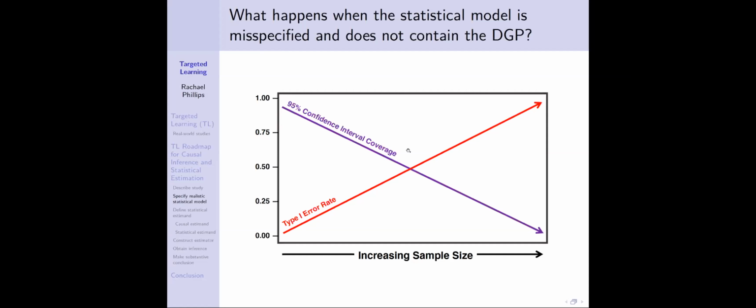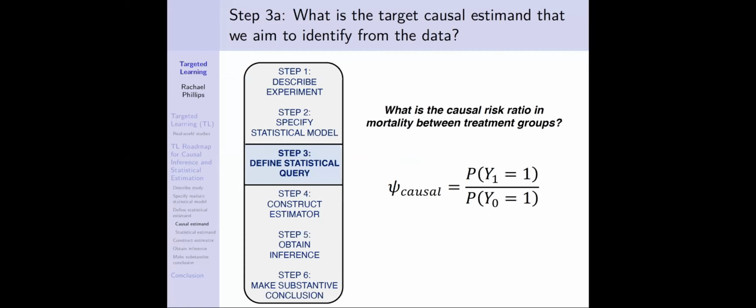And then 95% confidence interval coverage, or the chance that your 95% confidence interval actually contains the truth, will decrease with increasing sample size. This is because as the sample size increases, your confidence interval will get narrower and narrower, but this won't be around the truth because the model is misspecified and you're not actually approximating the truth. Okay, so we're going to make sure to specify the statistical model realistically, so we don't have this sort of inverse relationship with what's supposed to happen in statistics.